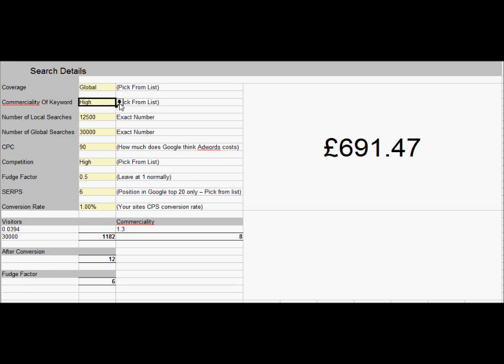Commerciality of keyword, this one takes a bit of explaining, so bear with me. None is just random words that you happen to be ranking for, probably not nouns at all. They're not names of objects or anything tangible, nothing you actually would sell. You'd have to think long and hard about how you could attach a product to that particular phrase. So, none. Low is most other stuff, these long tail phrases like walking in the something or other, or setting up a bank account, or some phrase like that.